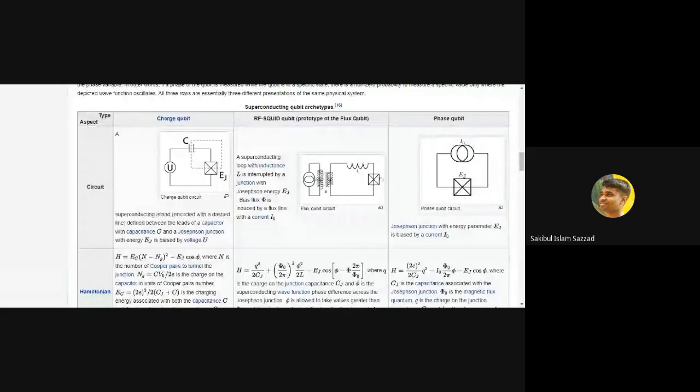My apologies, 2 days ago I took my flu shot and I was in bed. Yesterday night I was feeling good, and sorry that I did not prepare a slide for this superconducting qubit, but I will describe its very basic things from the Wikipedia page.